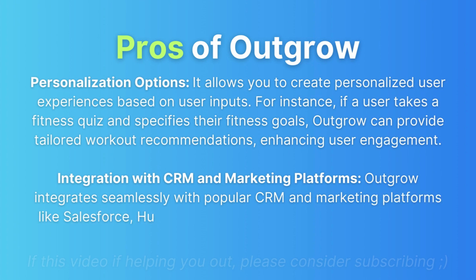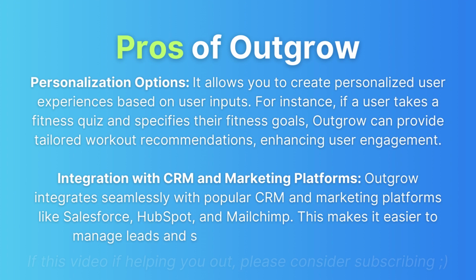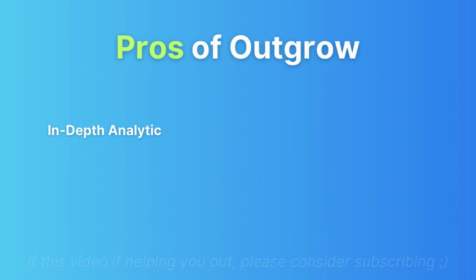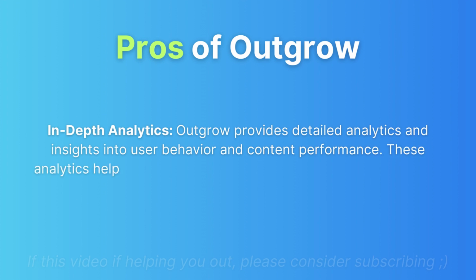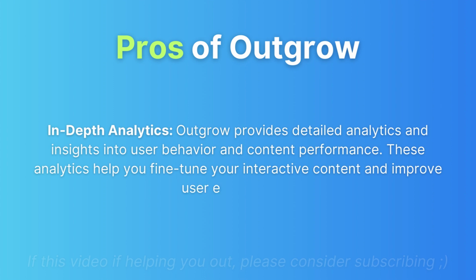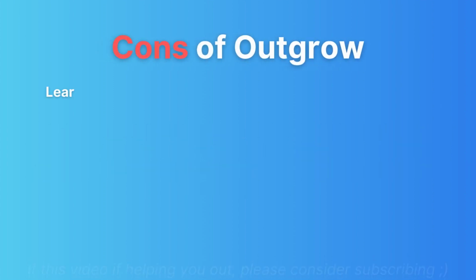Integration with CRM and marketing platforms. Outgrow integrates seamlessly with popular CRM and marketing platforms like Salesforce, HubSpot, and Mailchimp. This makes it easier to manage leads and sync data with your existing tools. In-depth analytics. Outgrow provides detailed analytics and insights into user behavior and content performance. These analytics help you fine-tune interactive content and improve user engagement.